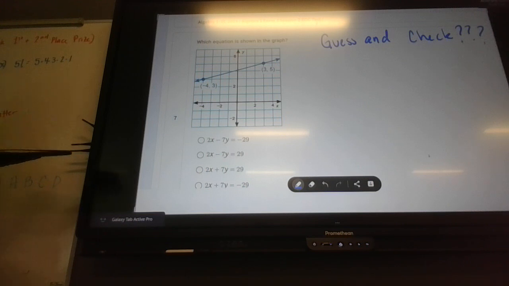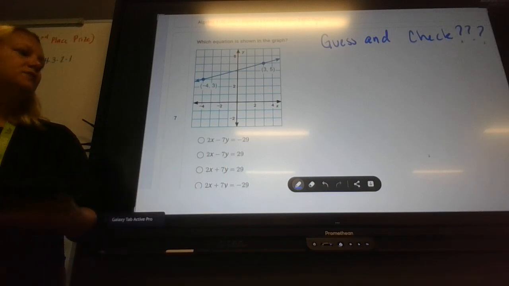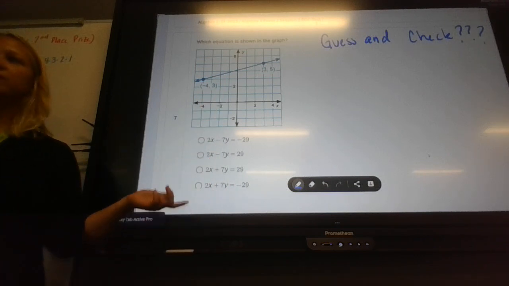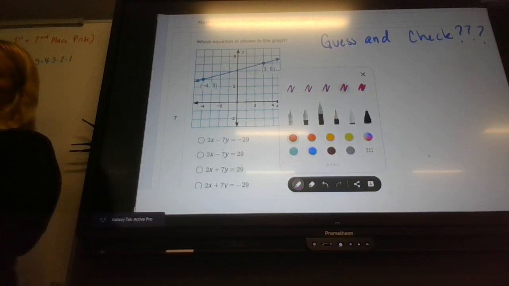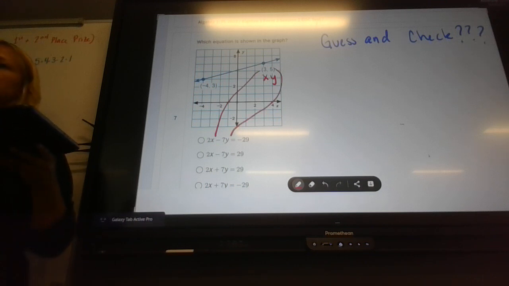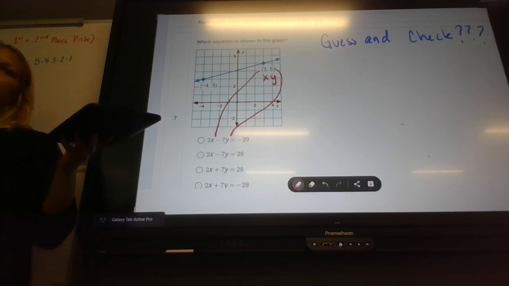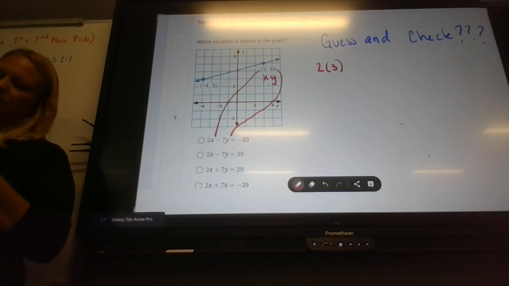Hey, you guys, I have a cheat code for this question. I know how it's supposed to be done, but I also know because it's multiple choice, we can do a quicker guess and check method. Since they're giving you the equations and this is x and y, right? You could just try plugging x and y in and see which equation comes out true. And so that's a good cheat code on a multiple choice test. So let's try letter A. Is 2 times 3 minus 7 times 5 equal to negative 29?